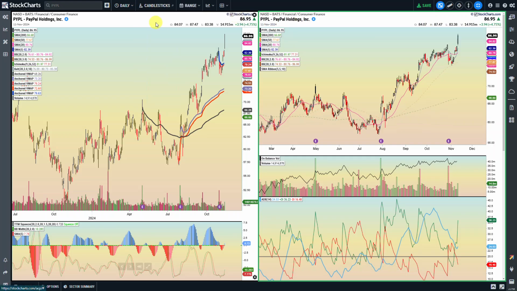So let's go back to candlesticks. So then you have your 5-day SMA, or simple moving average, which is this blue line right here.